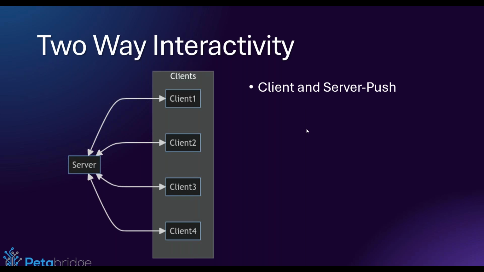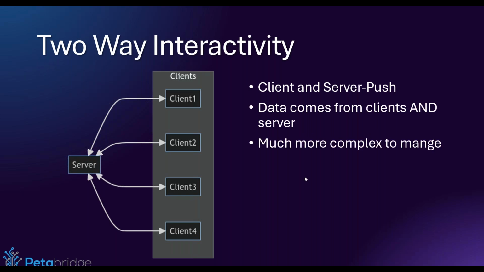With two-way interactivity, both the client and the server have the ability to initiate the creation of new events. So that means that we have this two-way sync that has to be managed. The client's got to make sure the server gets its events. The server has to make sure it broadcasts those events to all the other clients.